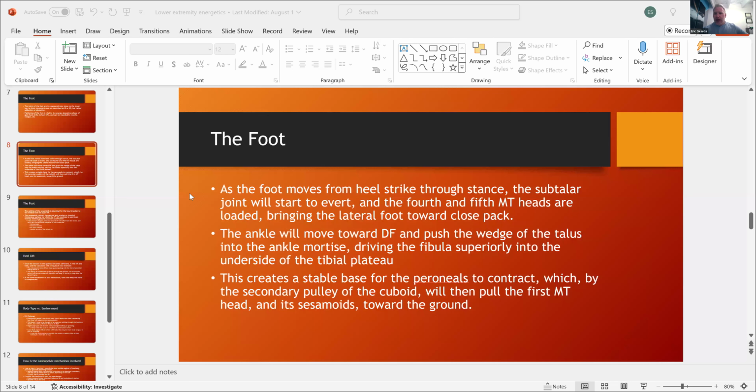But basically, its job as this contraction occurs is to take that first metatarsal and pull it down toward the floor, right? As that pulls down toward the floor, it should create a nice rigid lever, and then also set those sesamoid bones onto the ground, right? They come down and boom, they hit the ground just like that bridge we were talking about during last session, creating a nice, relatively frictionless surface for the first metatarsal head to pivot over as we go into push off.